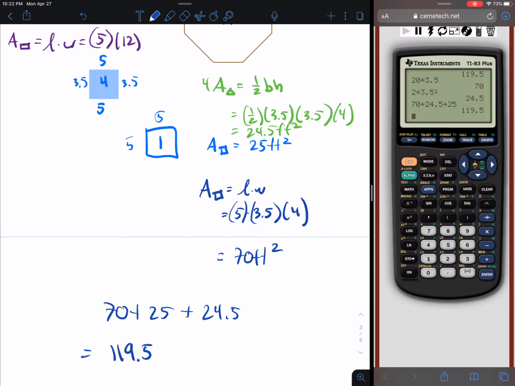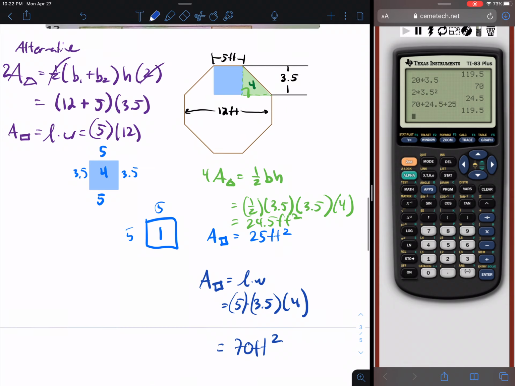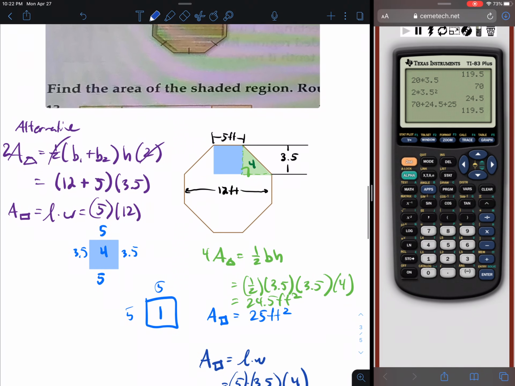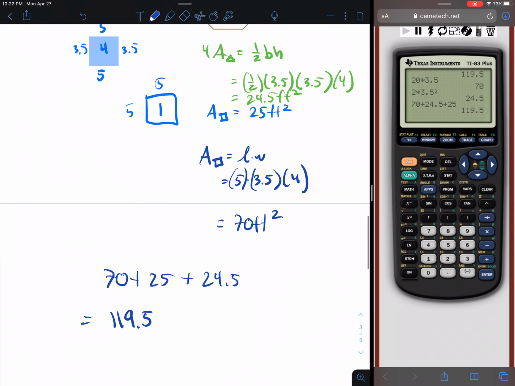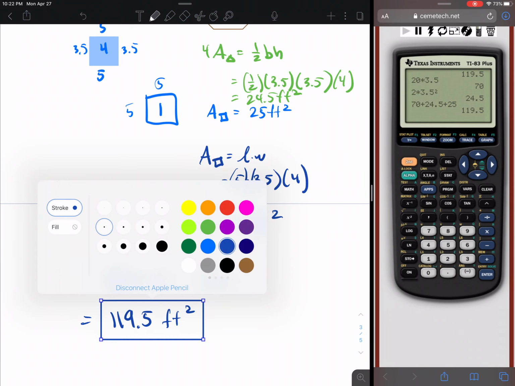All right, so I got the same number. I was like, why are they not working out? They should be working out, and they did work out. I just didn't add correctly at the end. Okay, so 119.5 feet squared. I'm glad I didn't submit that first when I looked at it again. Okay, that was fun. But that's how it goes.